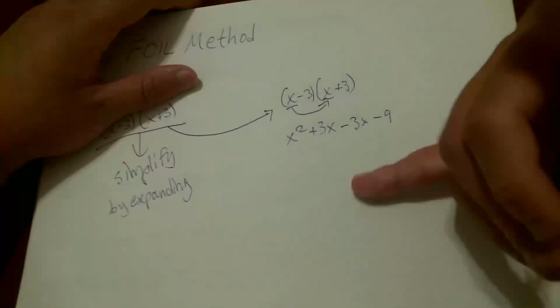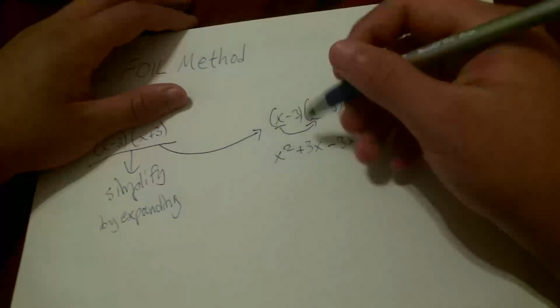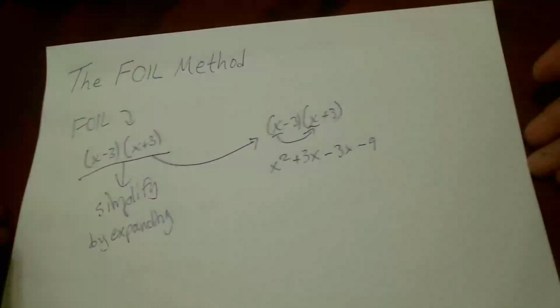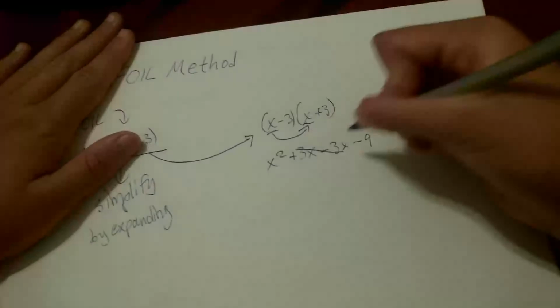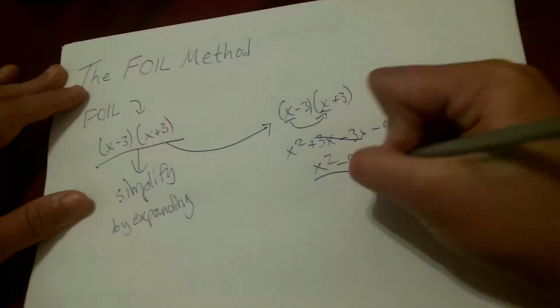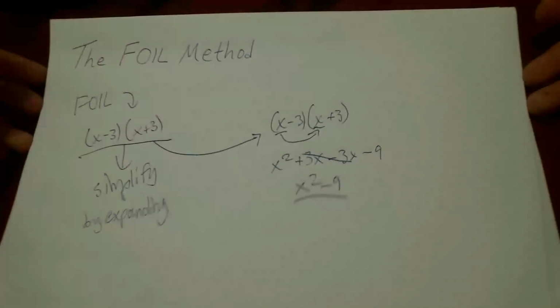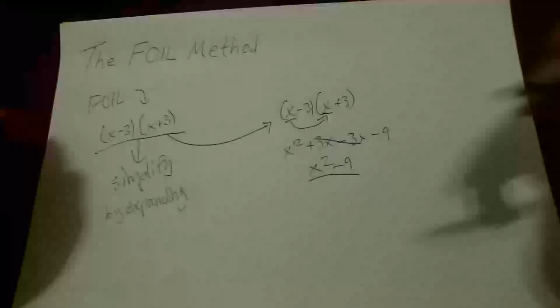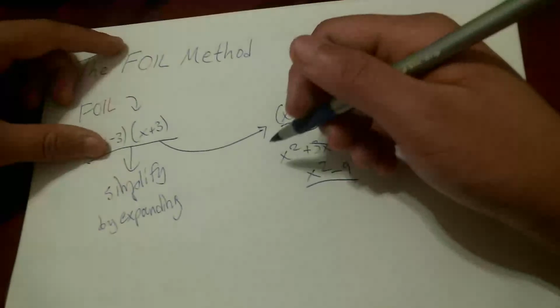And then we would simplify this expression. We know that plus 3x minus 3x would just equal 0, so this we cancel out, and then we have x squared minus 9 as a result, which is what we are left with. So let's try another one of these problems, and then we can see it in more detail.